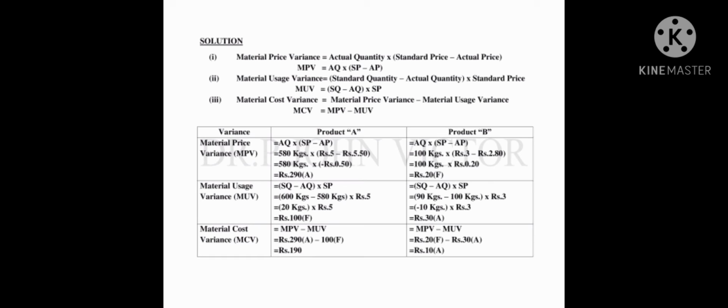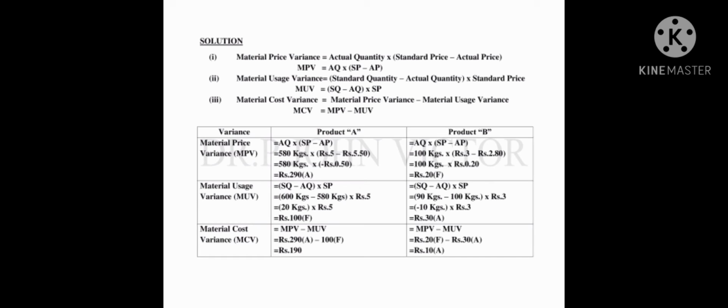So 190. Now, 290 is an adverse value, 100 is a favor value. So that means this 190 is adverse. We should not use favor, so it is an adverse value.